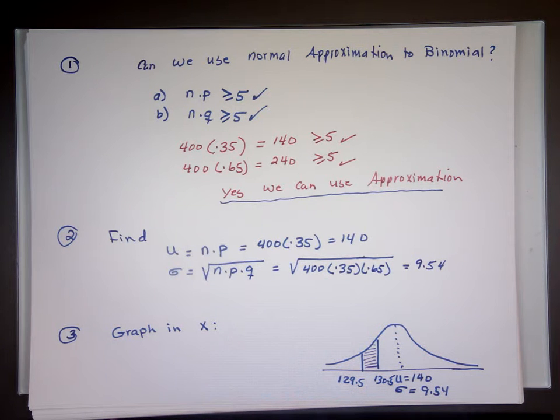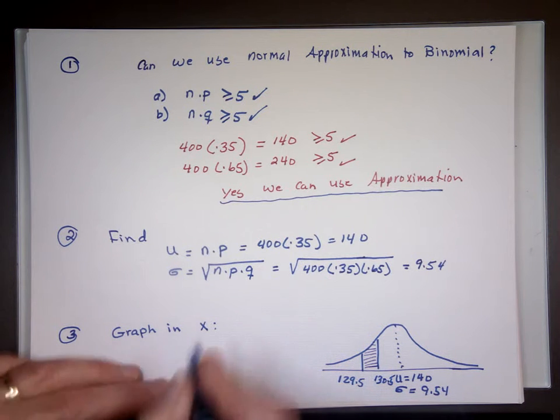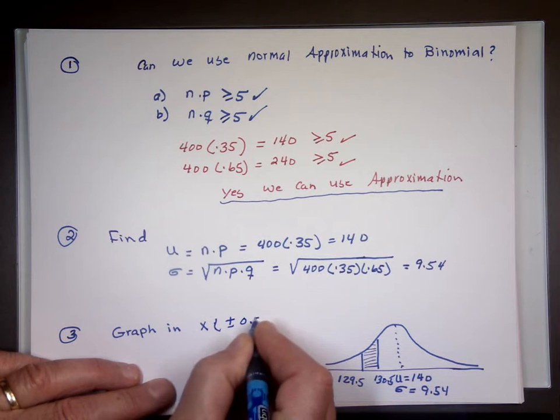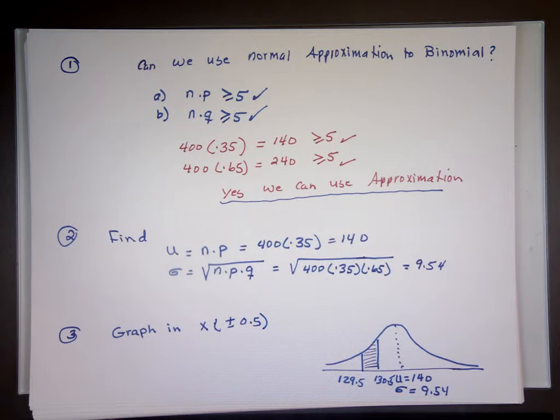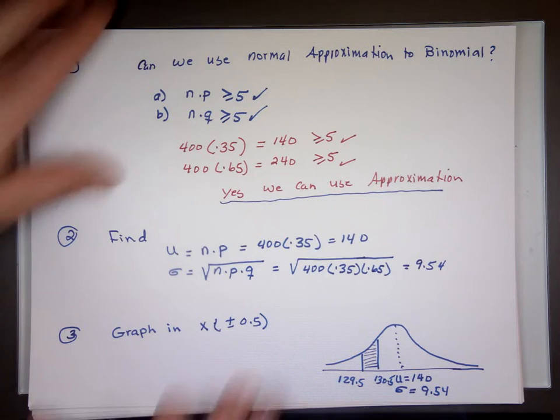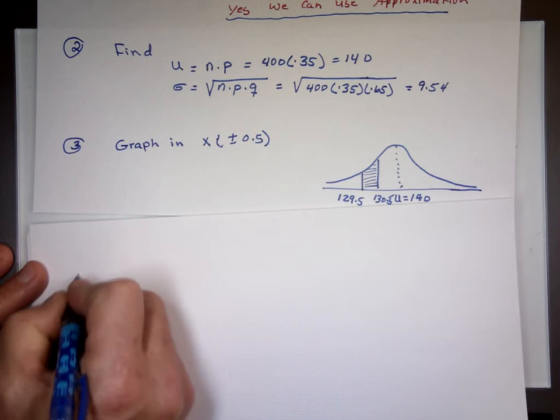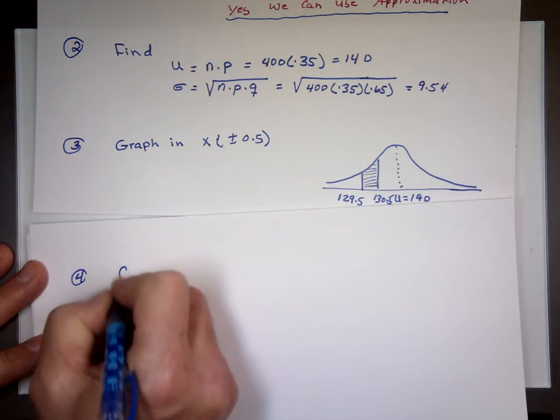We have to make that adjustment of 0.5. This is when we do a plus or minus 0.5 to your value. In this case, we do them both because I'm looking for the 130. 130 starts at 129.5 and goes to 130.5. Now, graph in X, how about graph in Z, or calculate the Z value.